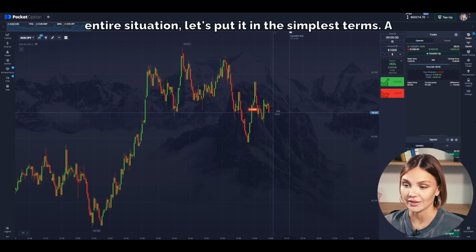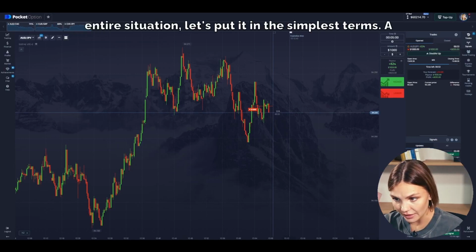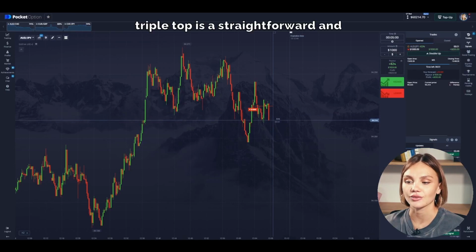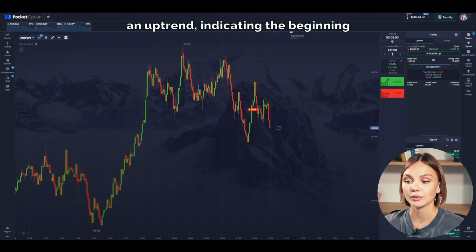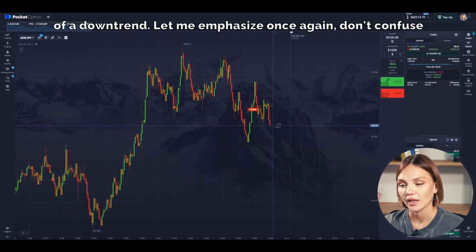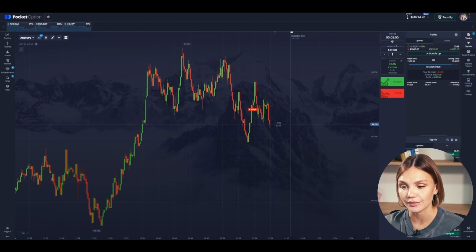To sum up the entire situation, let's put it in the simplest terms. A triple top is a straightforward and relatively common reversal pattern that can only form after an uptrend, indicating the beginning of a downtrend. And let me emphasize once again, don't confuse a triple top with head and shoulders.